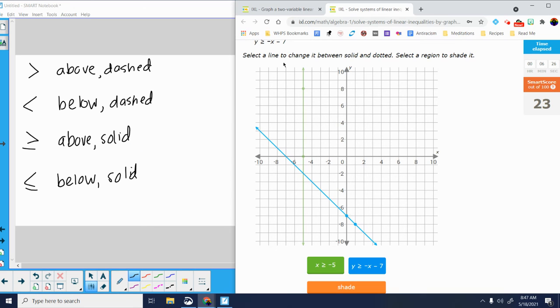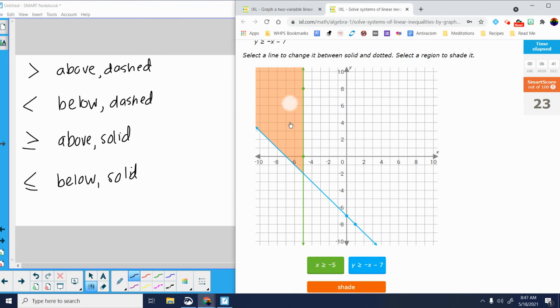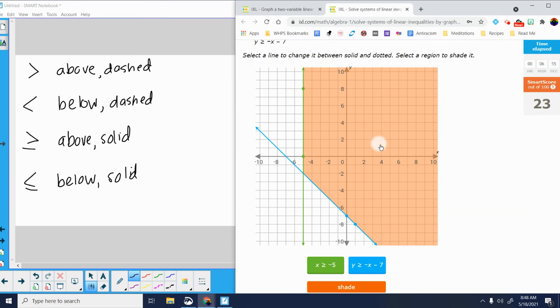So above blue is on this side of blue, and above green is on this side of green. So where am I above blue and above green? Right in this region. Over in this region, this is below green and above blue, so that wouldn't work. Right here is below blue and below green, so that wouldn't work. And in this one, it's above green and below blue. So the place where it's above green and above blue is right here.